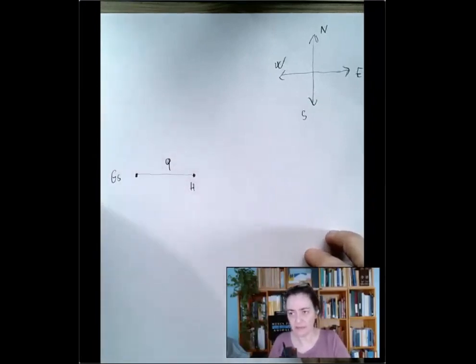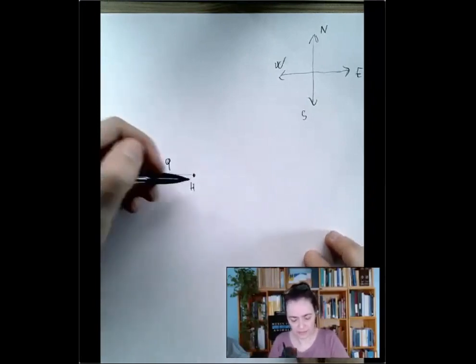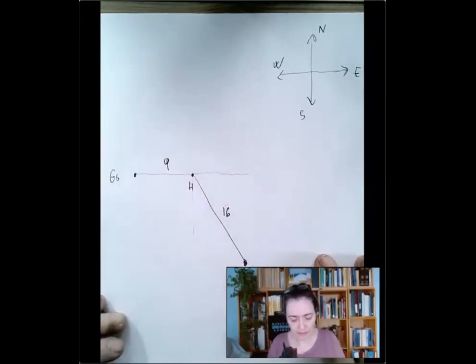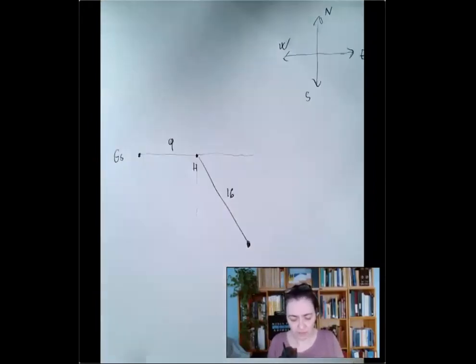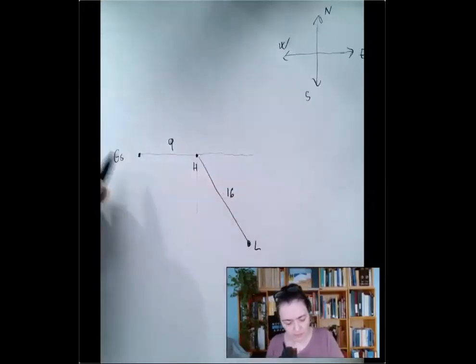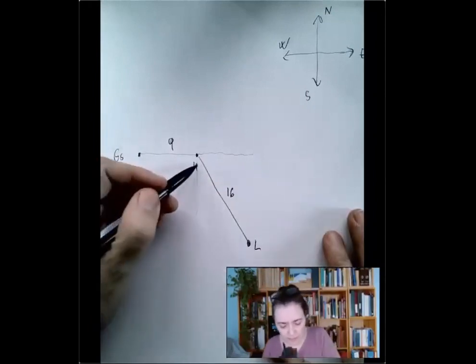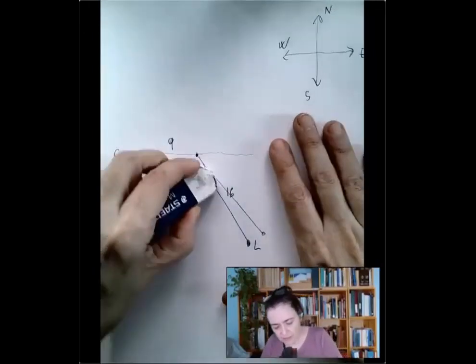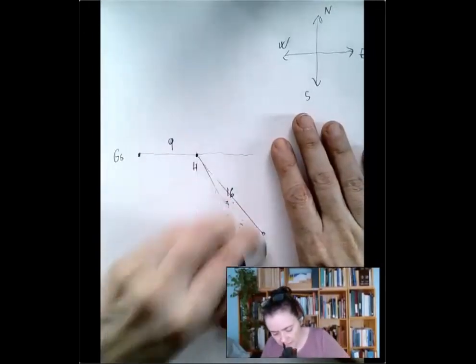And the library is 16 miles to the southeast. Southeast means it's exactly diagonally. And now the question is, how far are these two from each other? Now, the picture is not that good. This should be a little bit more like this, because this is diagonal right in the middle.